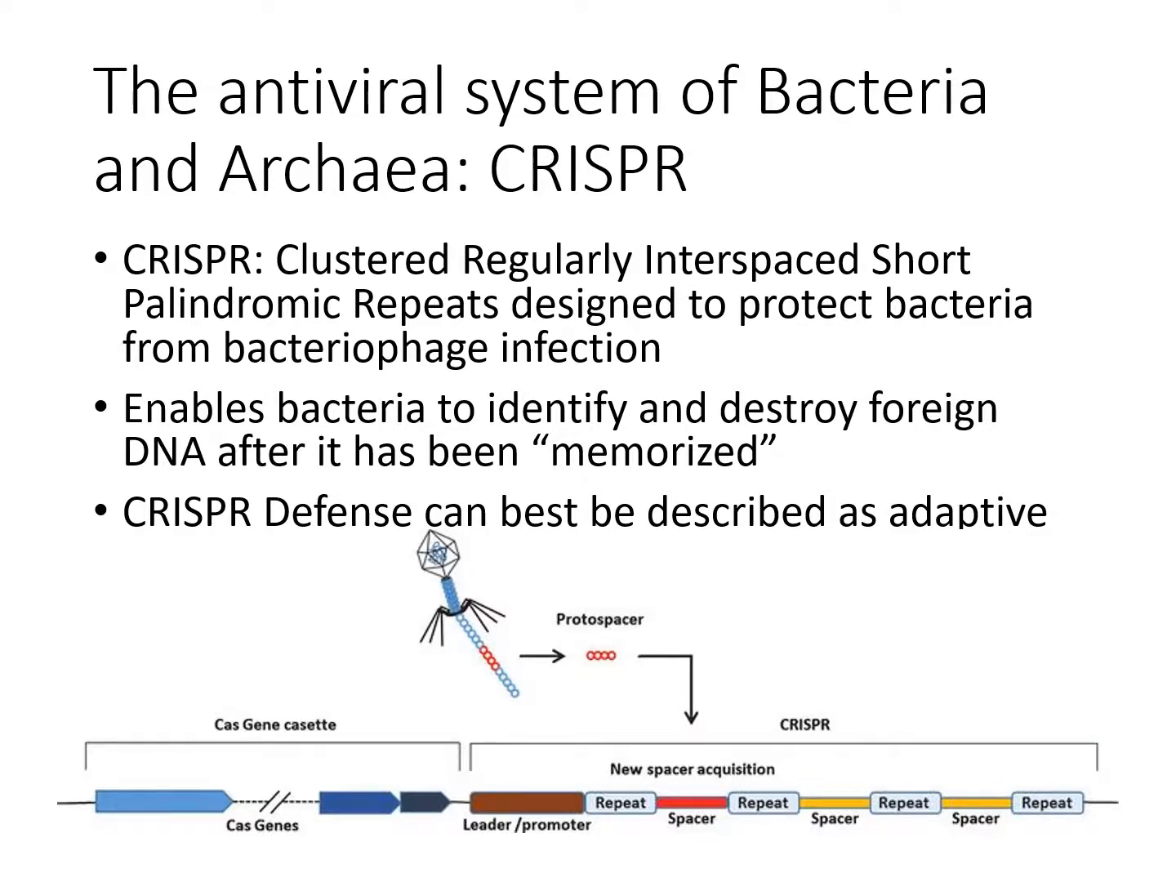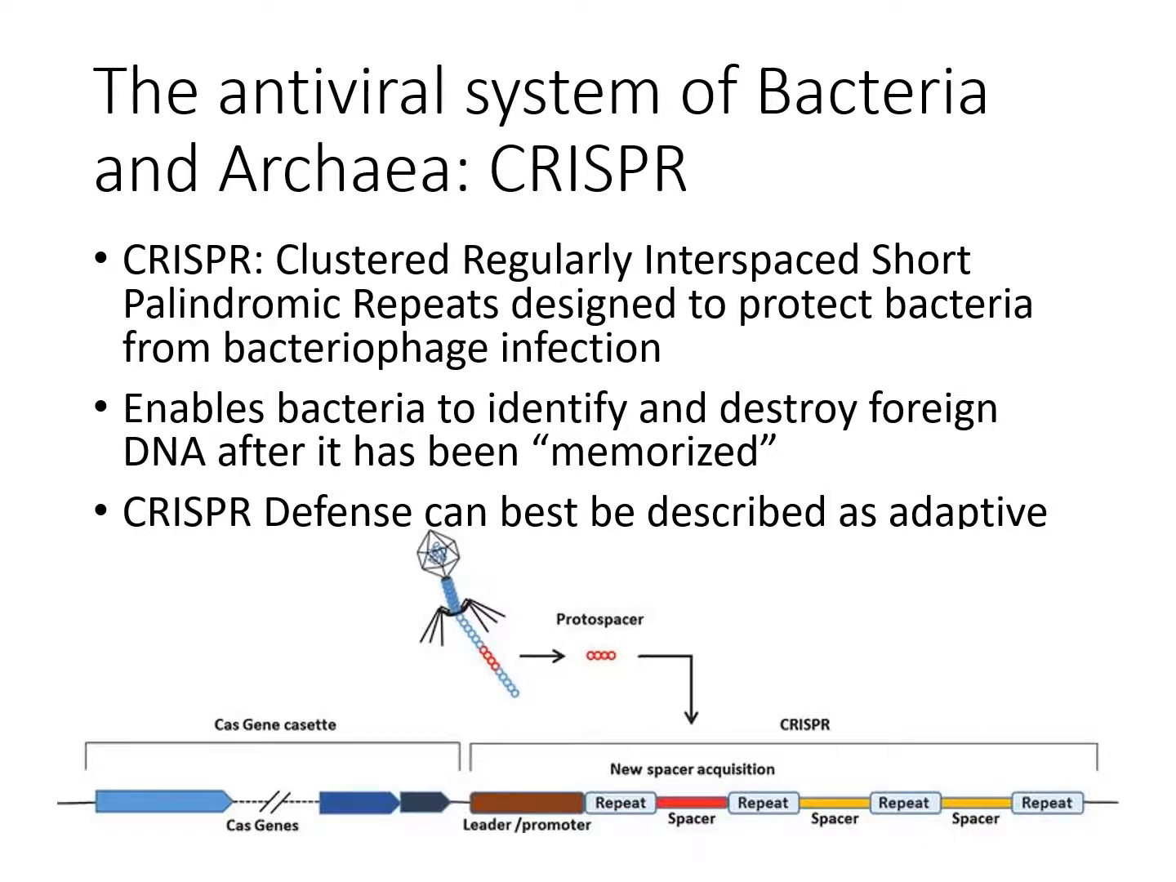This CRISPR system essentially enables the bacteria to identify and destroy foreign DNA after it has been memorized. And when I say memorized, I mean that it has to have encountered a bacteriophage once already in order for it to be able to use a CRISPR defense system. We'll be going into that in a lot more detail, but for now, just think of it as a kind of adaptive immunity. The same idea as if you were infected with some kind of virus yourself, your body would know how to recognize that virus if you were ever exposed to it again.